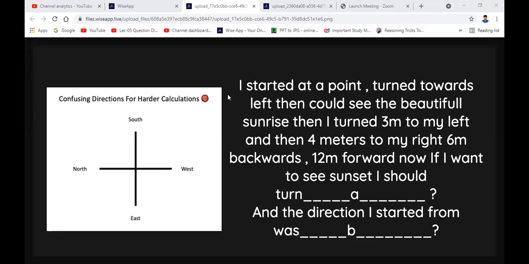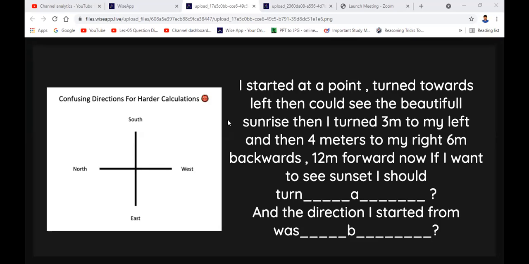I started at a point and I turned towards the left. Then I could see a beautiful sunrise. A beautiful sunrise means the sun will be in which direction? Sir, east. After turning left, he is facing east, right? Before turning left, what was my direction? South.